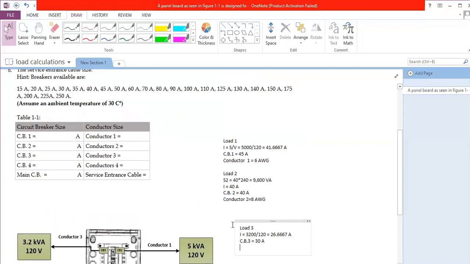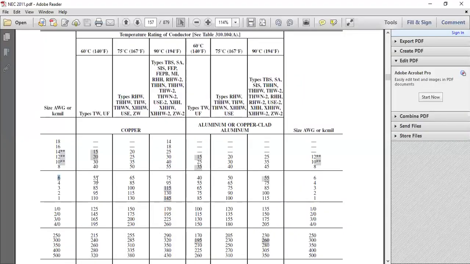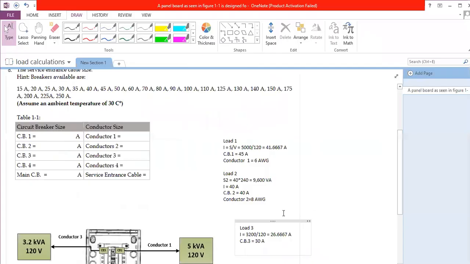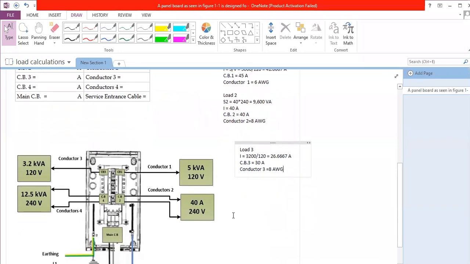Now, since the circuit breaker here is 30 ampere, the conductor size will be what? I have to go to the table. This is the table, and I have to look for 30. 30 is 10 AWG. So back to the question, conductor 3 equals, we said 10 AWG. Okay? Now, same thing applies for what?